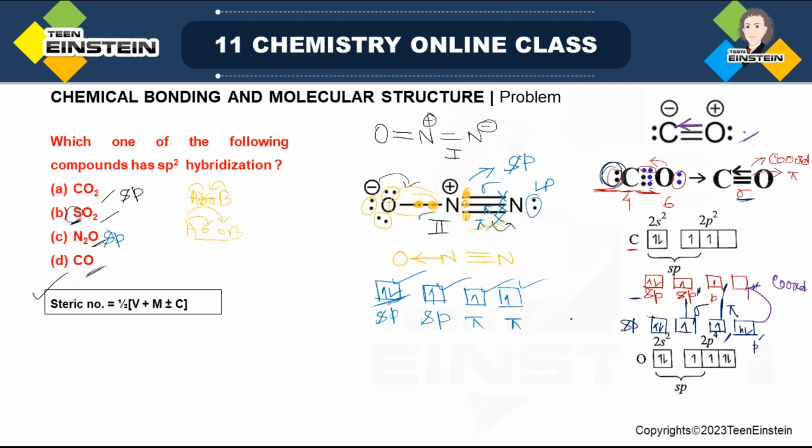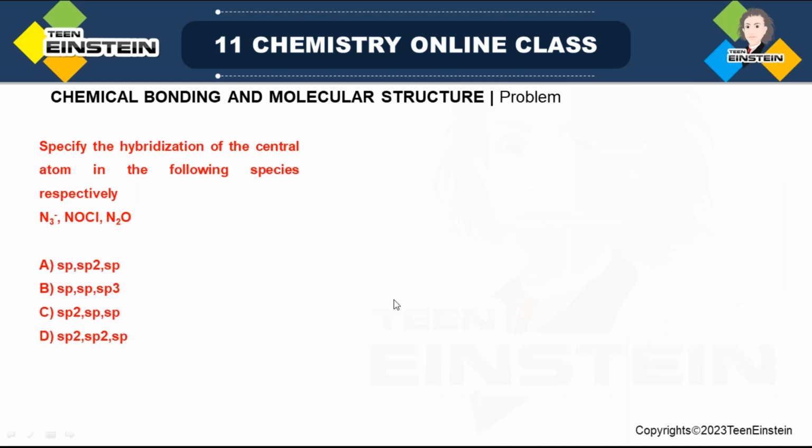But the important point here is that sp hybridization is present for both carbon and oxygen. Whether you consider carbon or oxygen, in both cases it is sp hybridization. So the correct answer is SO2, but now you can understand all the bonding for all these 4 species. Fine, we'll go to the next problem.